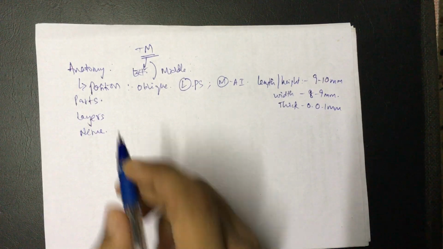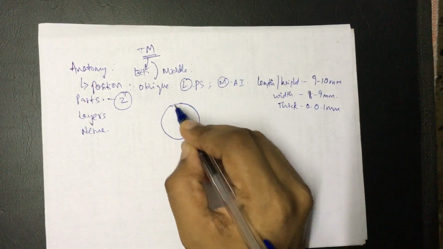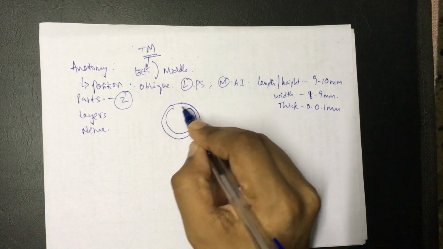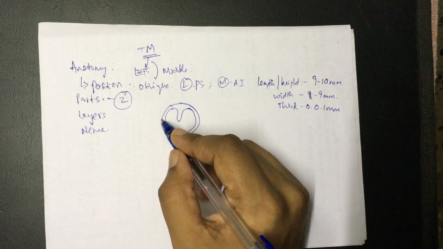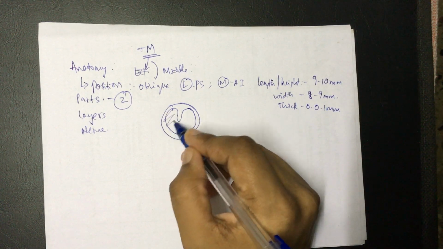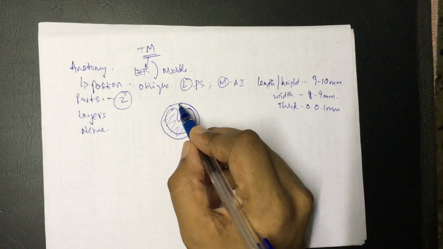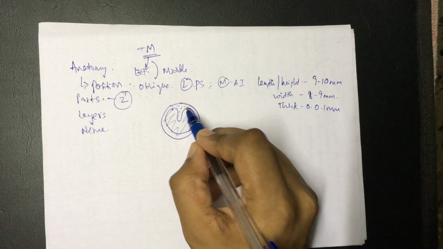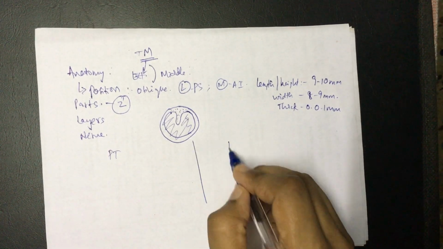Well, the tympanic membrane has two parts. The two parts of the tympanic membrane include the pars tensa and the pars flaccida. Well, the pars tensa is the majority of the tympanic membrane. This entire thing is the pars tensa. Pars flaccida is this small part over here. This is pars flaccida. So let's see what pars tensa and pars flaccida mean.